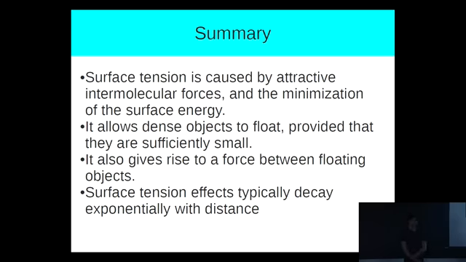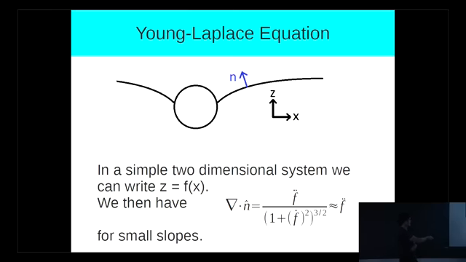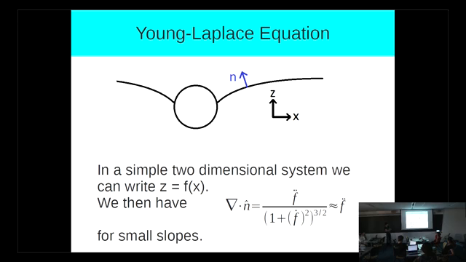Any questions? Yeah. So the f in the f double dot equation is just the equation that gives z for x, right? Yeah. So I'm just setting z equals f of x. And I'm going to set z equals 0 at infinity.